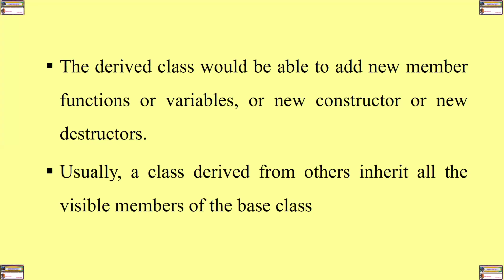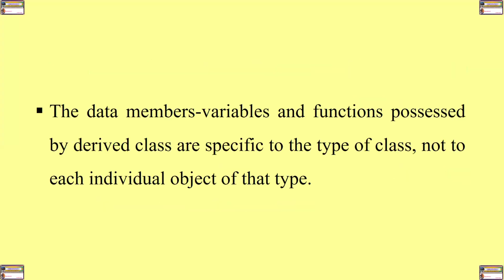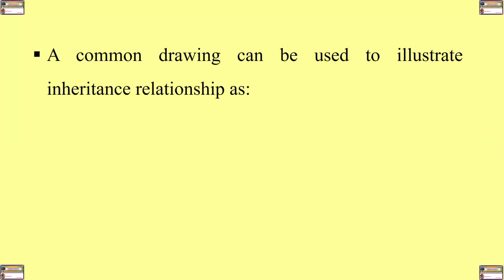Usually, a class derived from others, just as I have said, inherits all the visible members of the base class. The data members, variables, and functions possessed by a derived class are specific to the type of class, not to each individual object of that type. A common drawing can be used to illustrate the inheritance relationship as follows.